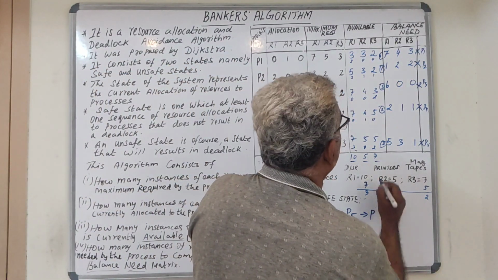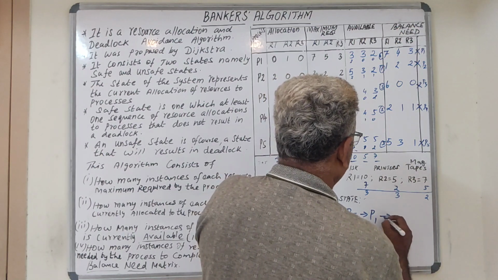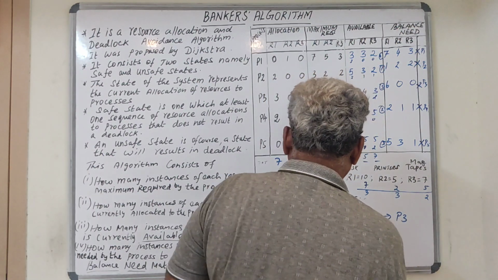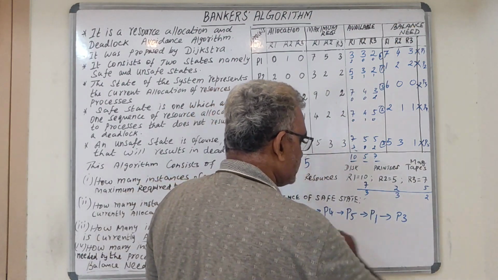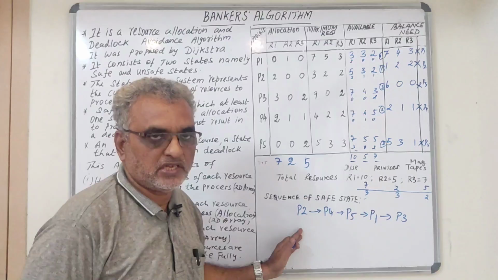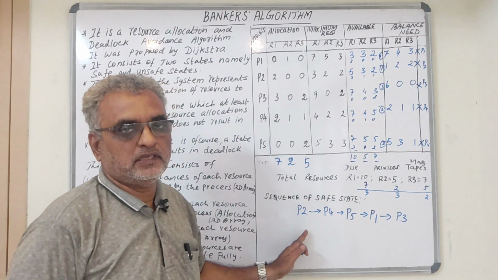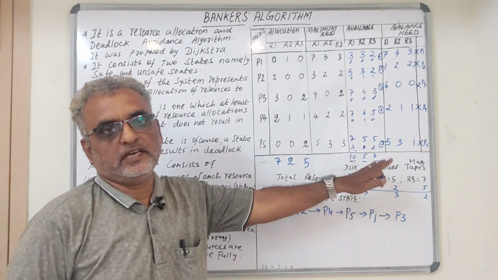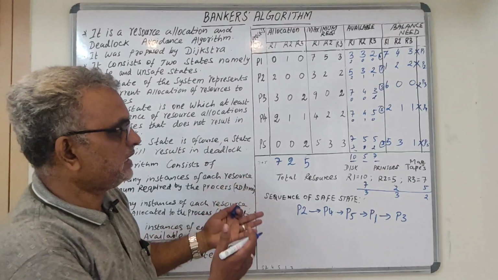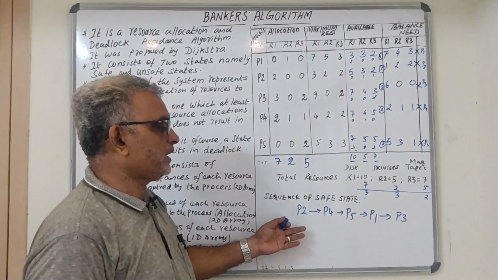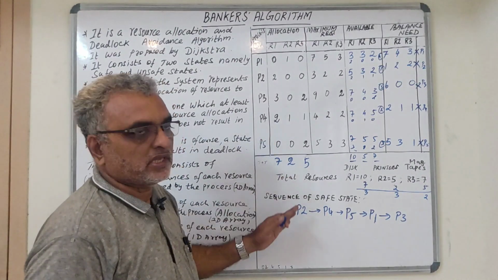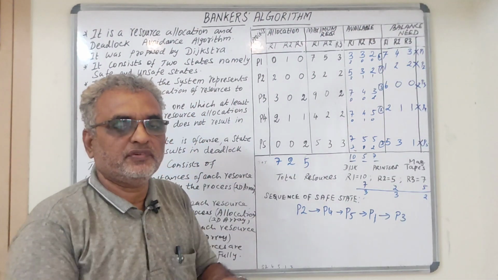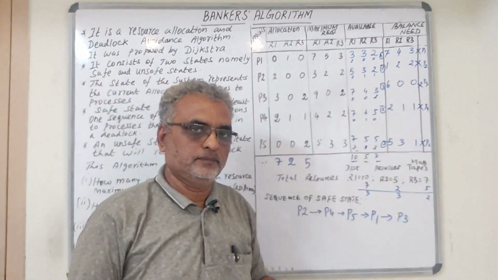After P5 we complete P1. After P1, finally P3 is completed. So this is the sequence of the safe state. If you follow the sequence, there is no chance of getting a deadlock. So this is the result we are producing through this algorithm. Okay. If you follow an unsafe state, it will definitely result in deadlock.